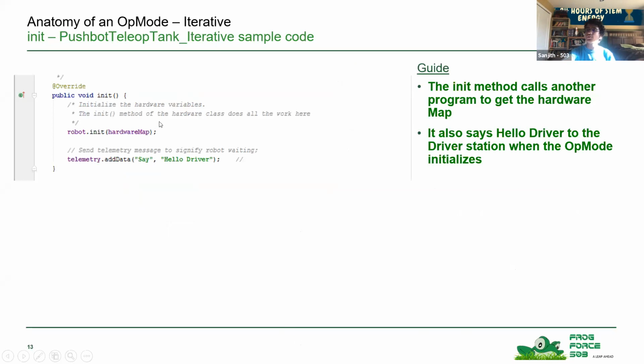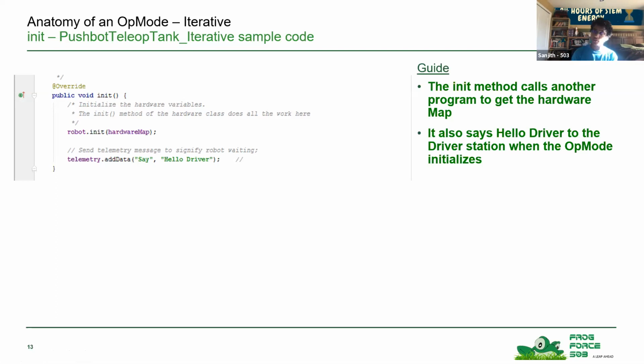If you want to see this for yourself, in Android Studio there should be two modules that you see. You should see FTC robot controller, and you should see team code. If you don't see them, don't worry about it right now. You can talk to your person in the breakout room.